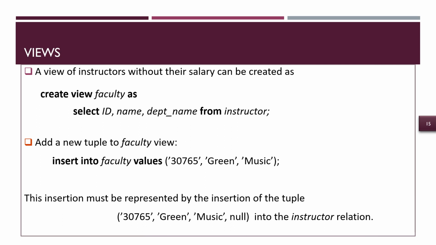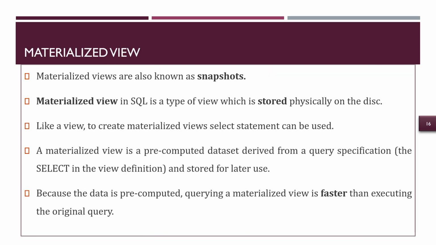Okay, so this faculty is actually a virtual table. Whenever we are inserting a new tuple into this view table, some of the attributes are missing, right? The salary attribute is missing. Whatever attributes are missing will be filled with null values in the parent table. As we discussed in the previous slides, a view is nothing but a virtual table. It is not a pre-computed one and it is not stored anywhere.